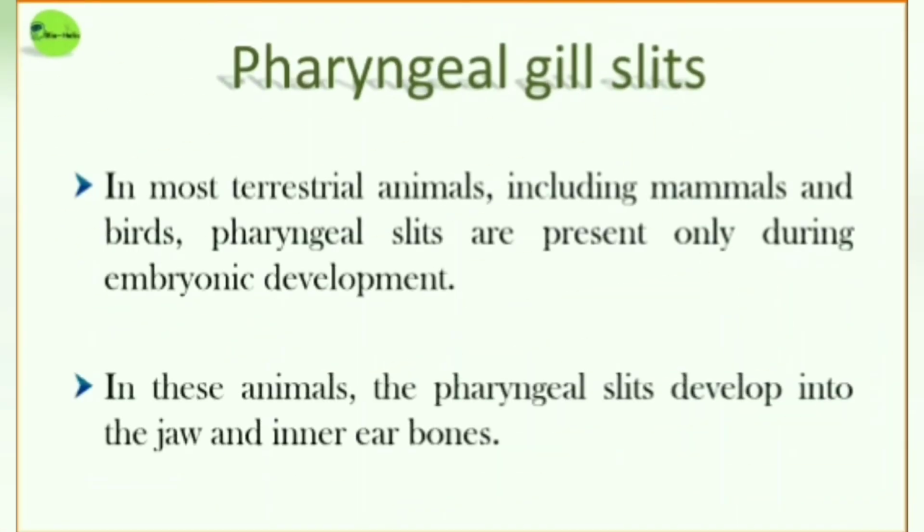In most terrestrial animals, including mammals and birds, these gill slits are present only during embryonic development. And in these animals, the gill slits develop into jaw and inner ear bones. Understood?